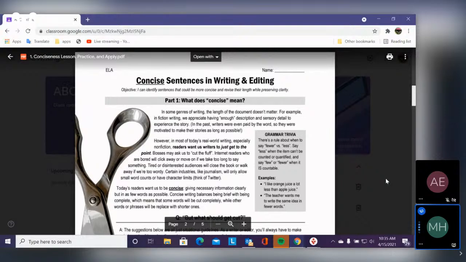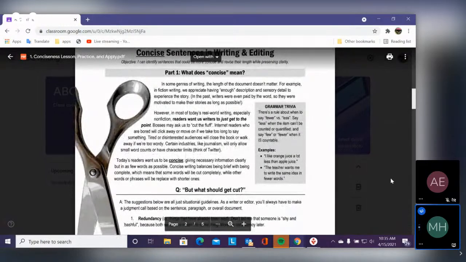However, in today's real world writing, especially nonfiction, readers want writers to just get to the point. Bosses may ask us to cut the fluff. Internet readers who are bored will click away or move on if we take too long to say something. Tired or disinterested audiences will close the book or walk away if we're too wordy. Certain industries like journalism will only allow small amounts of words or have character limits. Think of Twitter, if any of you have ever been on Twitter, and I think it's 140 characters. So today's readers want us to be concise, give the information clearly, but in as few words as possible.